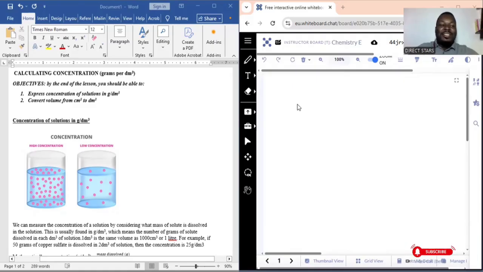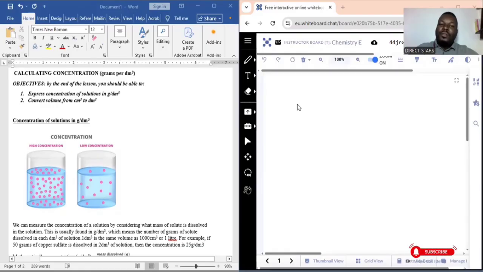Today, we'll be looking at calculating concentrations in gram per dm³. The objective for the lesson is, one, you should be able to express concentration of solutions in gram per dm³ after this class, and also learn how to convert volume from centimeter cube to decimeter cube, that is otherwise known as dm³.